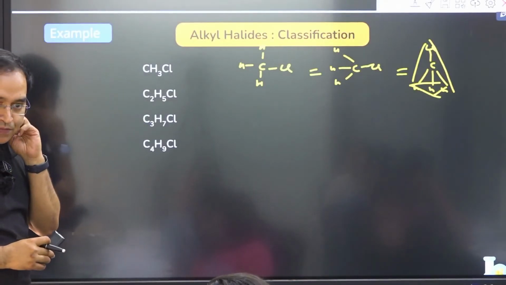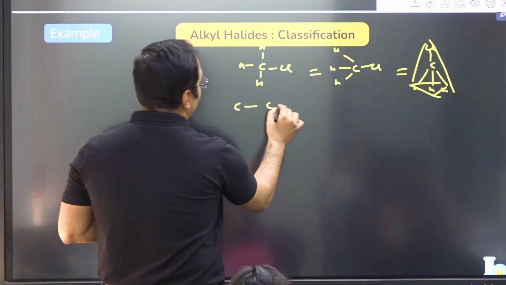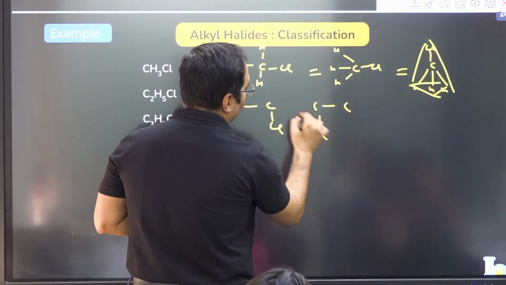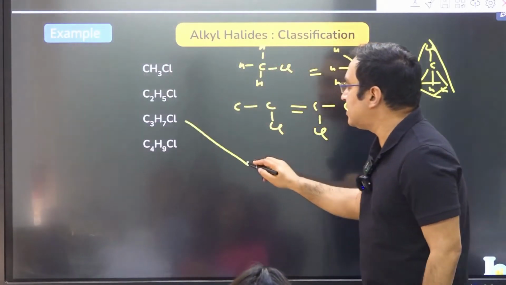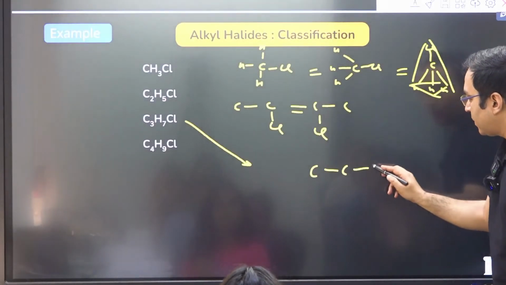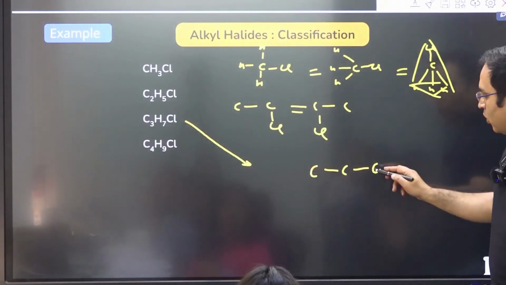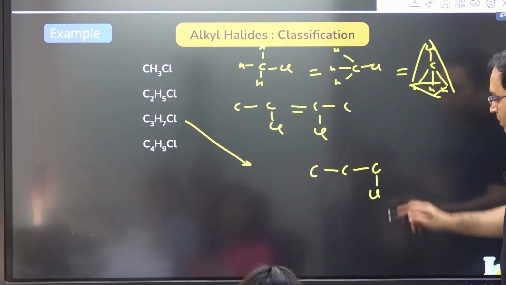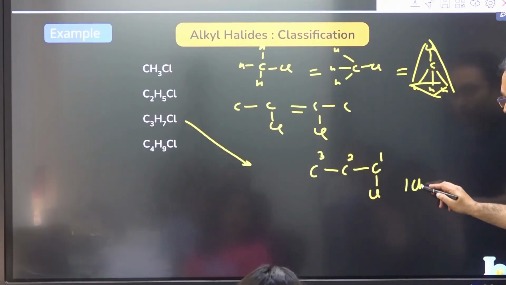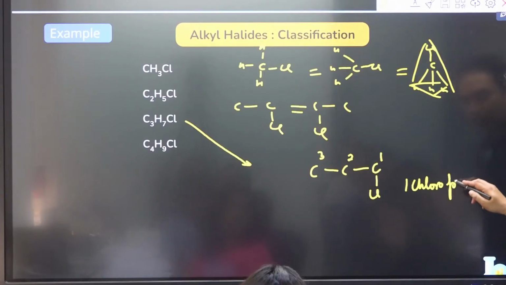Sham. One only. You have 2 carbons, you attach one chlorine here. If you put it on the other side also, it's the same structure. What about C3H7Cl? C3H7Cl has 3 carbons. You put Cl here. What is the name of this compound? 1, 2, 3. Can I say 1 chloropropane?